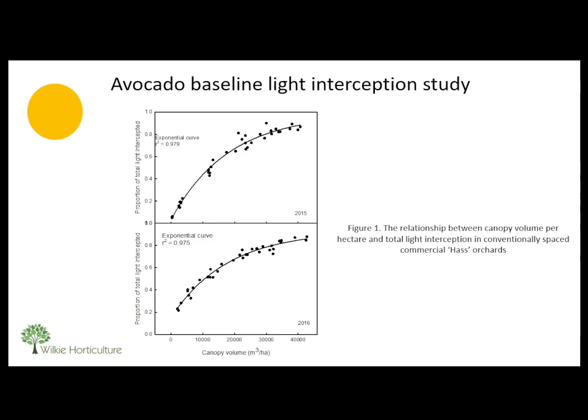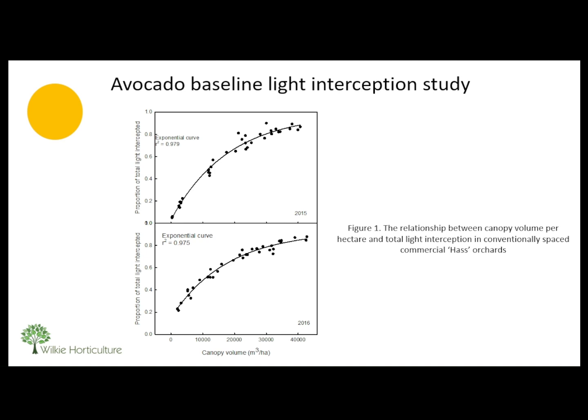So these are some of the results. This is the relationship between canopy volume, canopy volume per hectare, so not just the tree, calculated up to be per hectare, against the proportion of total light intercepted. So apologies, it's a proportion, it's not a percentage, but 0.2 is 20%, 1 is 100% light interception. These are the results for the 2 years. Slightly different relationships depending on the year, but same in essence.